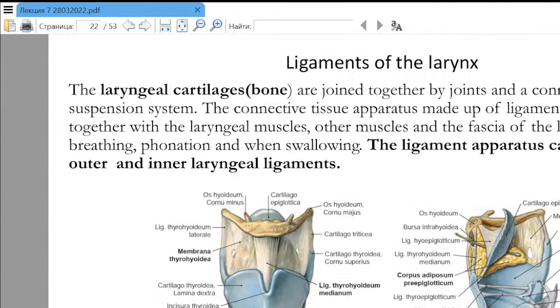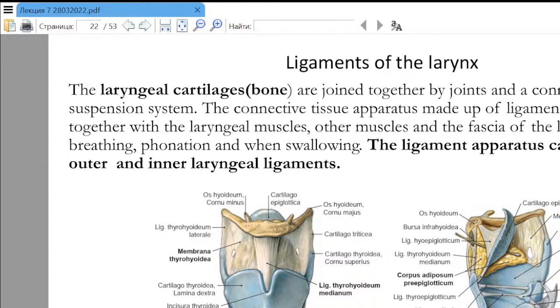Ligaments of the larynx. The laryngeal cartilages are joined together by joints and a connective tissue suspension system. The connective tissue apparatus is made up of ligaments and membranes, together with laryngeal muscles, other muscles and the fascia of the larynx, for breathing, phonation, and swallowing. The ligament apparatus can be divided into outer and inner laryngeal ligaments.